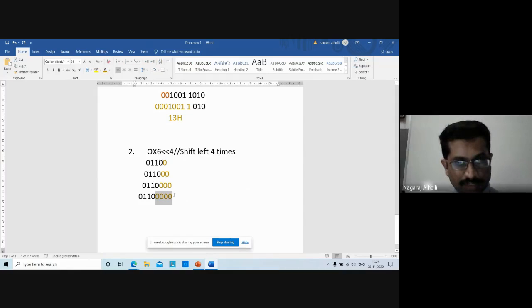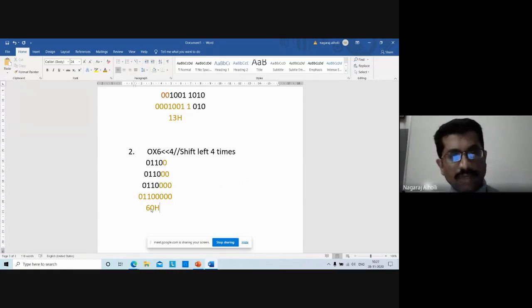Now at the end, this is 8-bit data, whatever we are having. So it is fitting into the register. The value of this will be 0110, which is 6. Then 0000, 4 bits, it is 0. So finally we will get 60 hex.